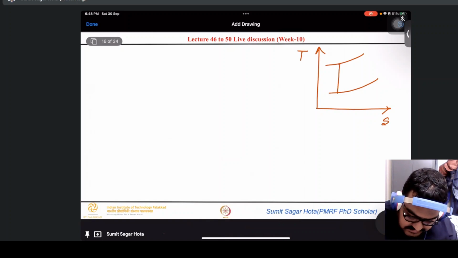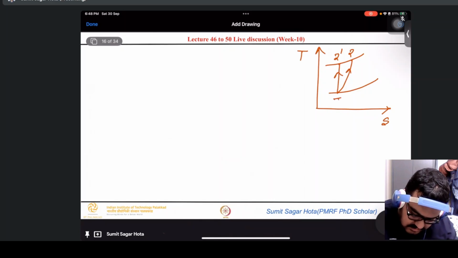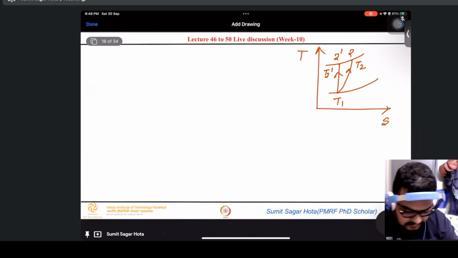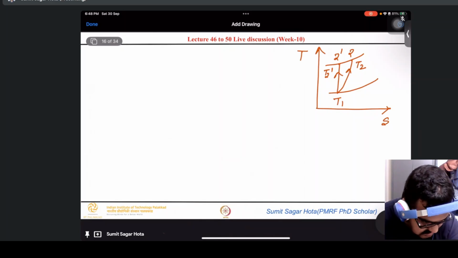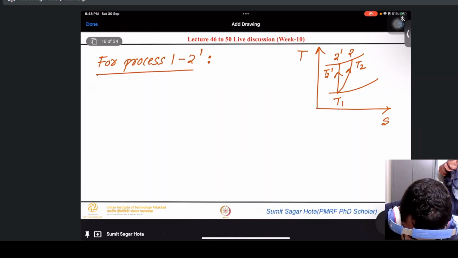Straight line, and this is your actual process, 1 to 2 dash. This is your T1 and this is your T2 dash and T2. So now you can write down the isentropic equation for process 1 to 2 dash.